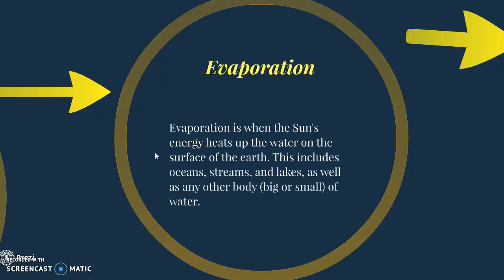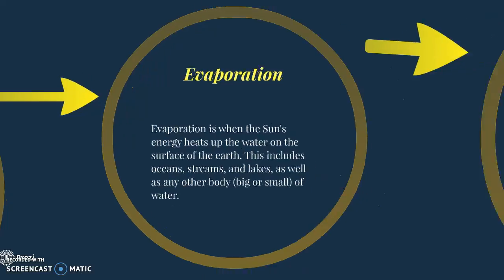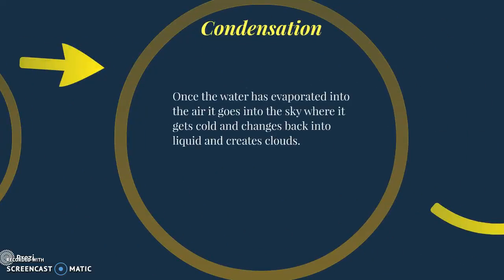Picture this. It's hot outside. We live in South Georgia. You fix a glass of ice water and set it outside. All of that water that forms on the outside of it is condensation. And this is whenever the water evaporates into the air, it goes into the sky where it gets cold and it changes back to its liquid form, and this creates clouds.